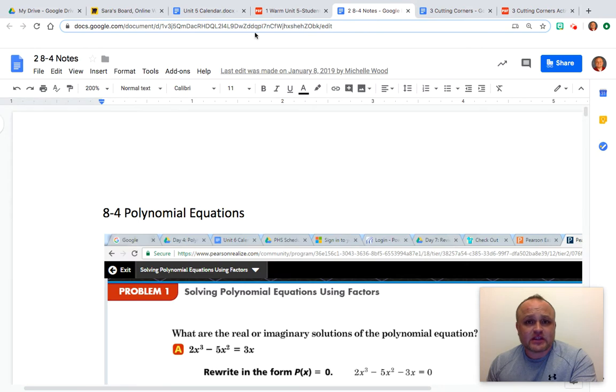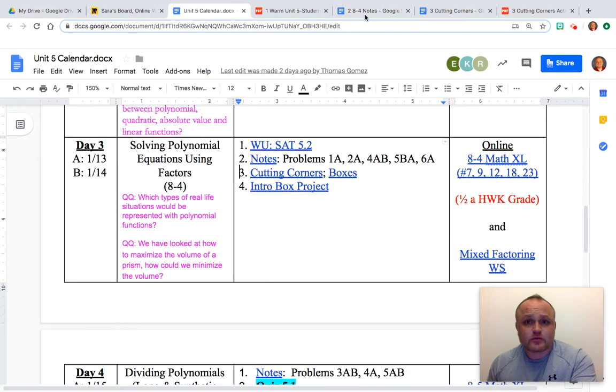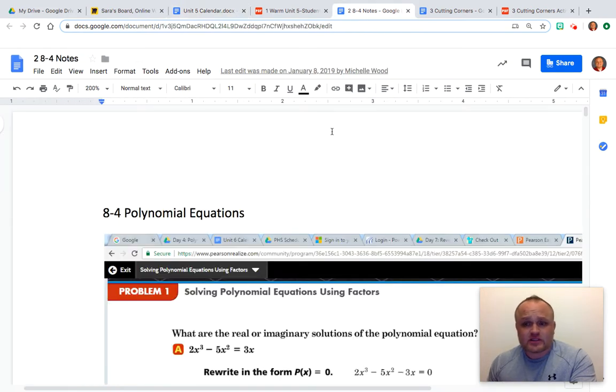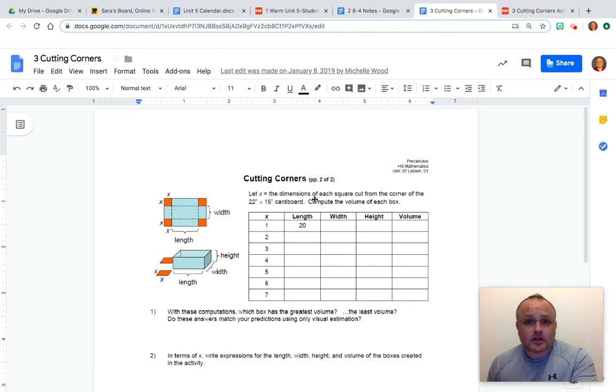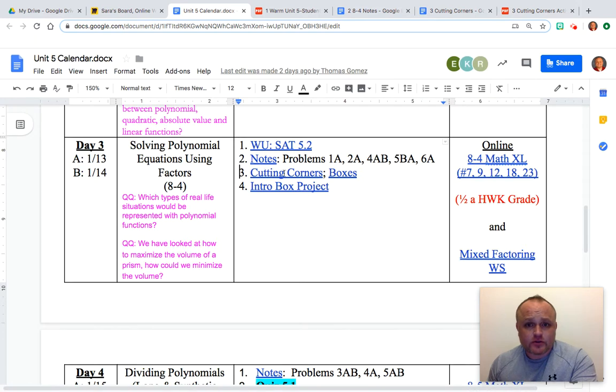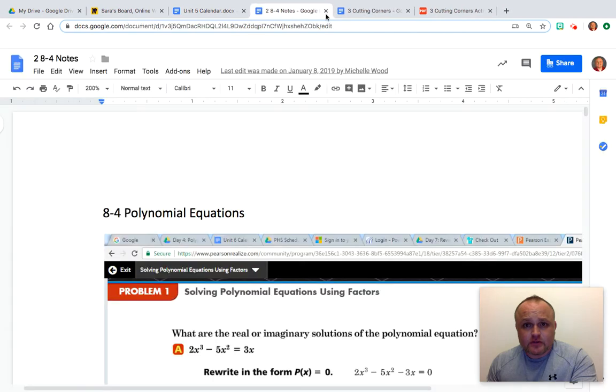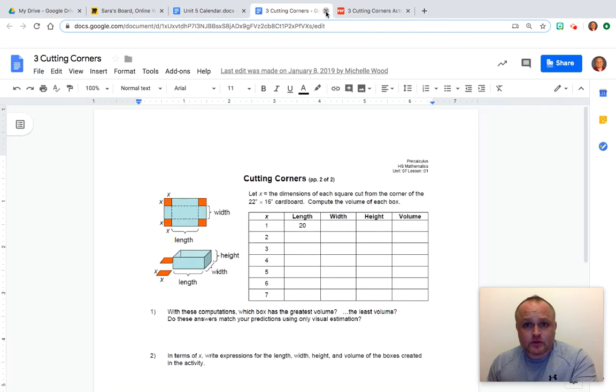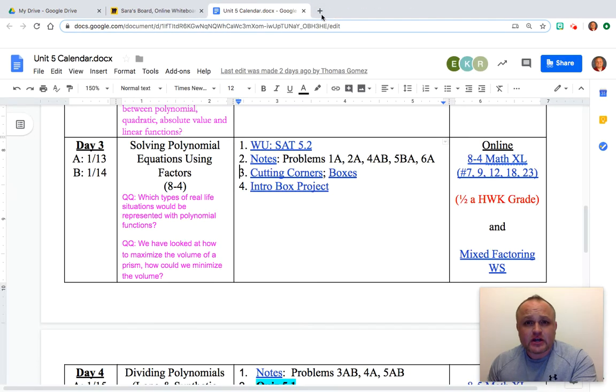This is the second link. So on the calendar where it says notes, these are the notes, and there's like 7 pages. There's a lot of them there. And then the cutty corners activity, and then the solution to it, okay? So if you click on those 4 links, they are right 1, 2, 3, and 4, and you'll be able to see those. If you want to, that'll be easier for you to see as far as them being zoomed in and whatnot. All right, so let's go to begin.